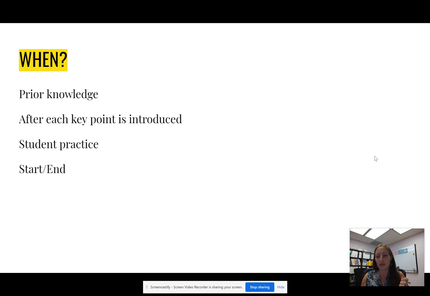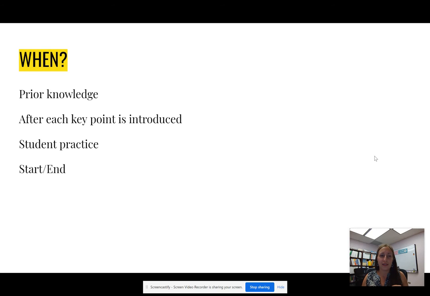When should we do checks for understanding? The answer to that would be if you have time, you can do checks for understanding on students' prior knowledge to see where they're at. Definitely after each key point is introduced, ideally you'll ask 1 or 2 questions after each key point to see if students are with you before you move on, so you can chunk that information.